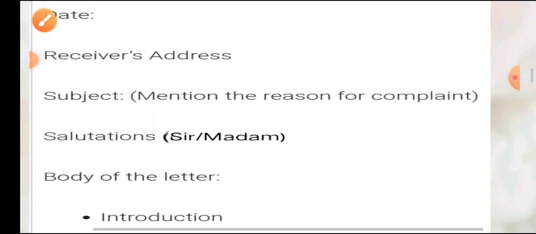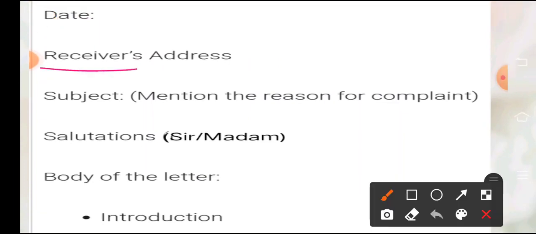Next, after the date, you write the receiver's address. That too will take 2 to 3 lines. In the first line of the receiver's address you will write the designation of the person to whom you are complaining. It may be the manager, it may be any sales department officer or something like that. Then the name of the company from where you ordered something, right, and the location. After writing the receiver's address, you will leave a line blank.